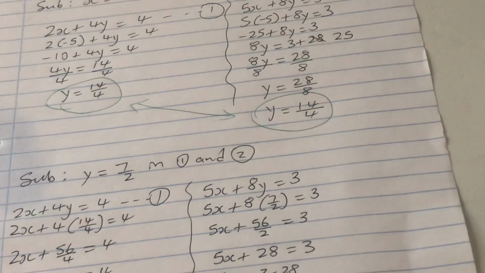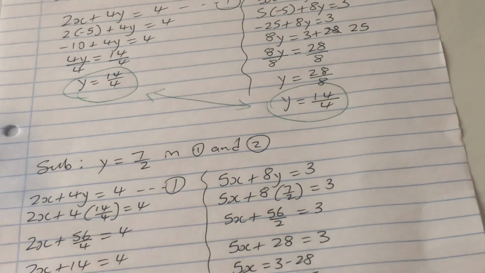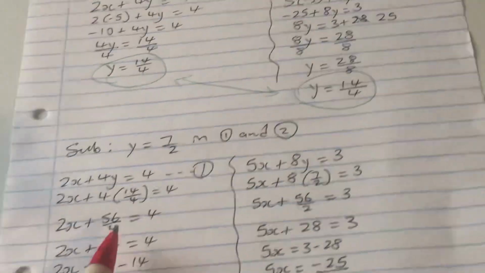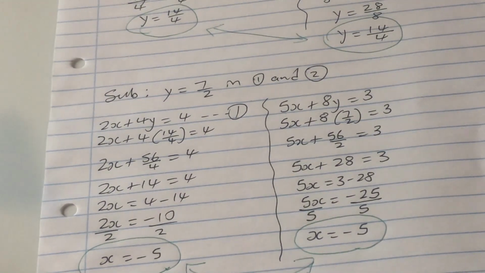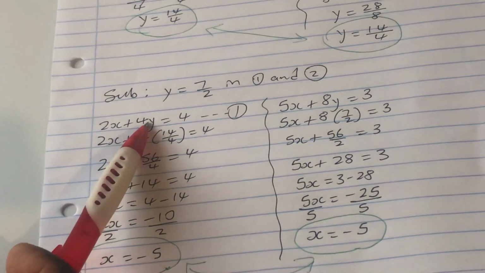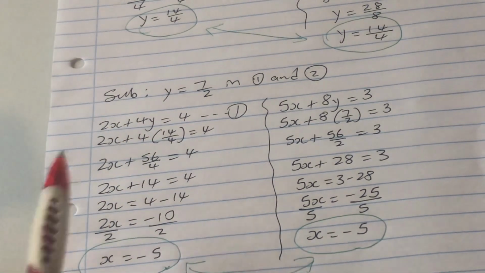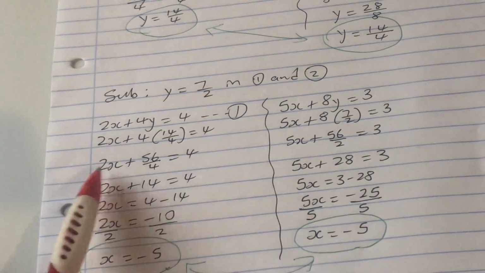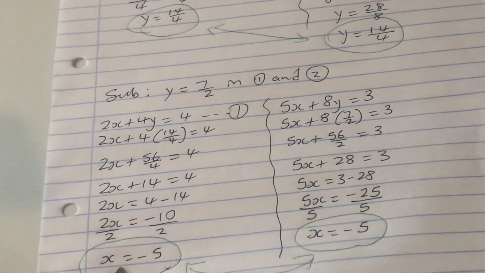Same will happen if I use y equals 7 over 2 in equation 1 and equation 2. Let me put it here for you so that you will see what is happening. Where there is y in equation 1, I've put 14 over 4. Now I have one variable here, which is x. Then we solve for x here. We get x equals minus 5.